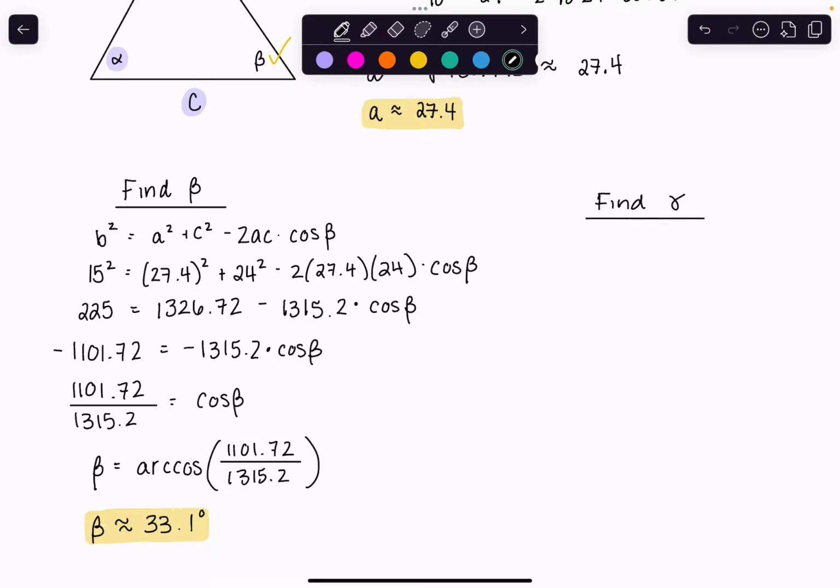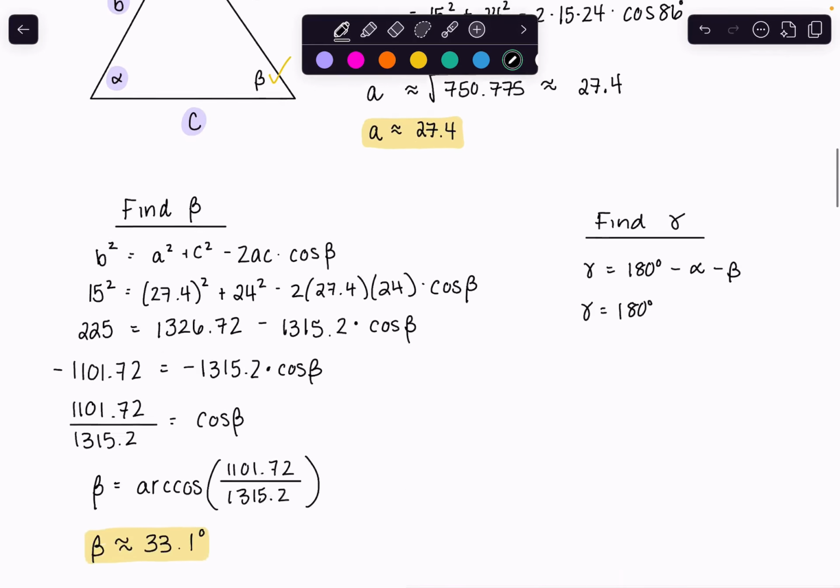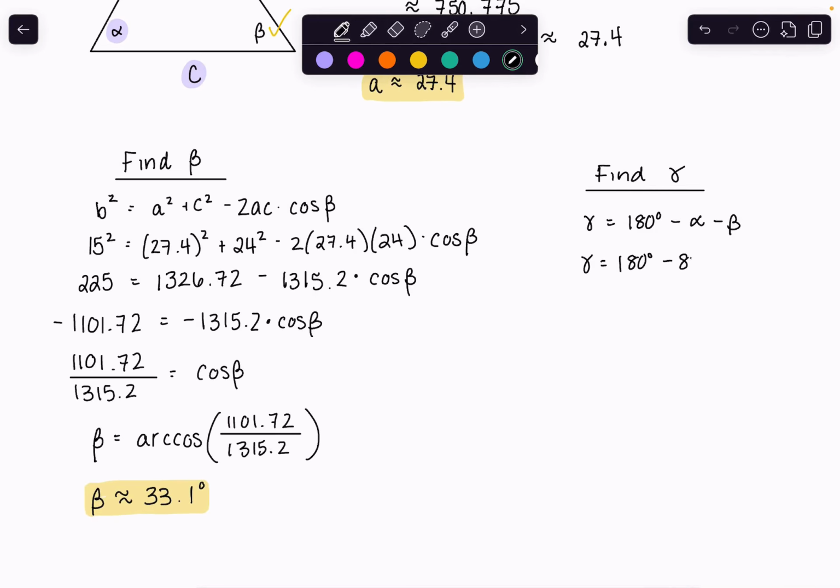And in this case, again, we just use the fact that the three angles have to add up to 180 degrees. So gamma is 180 minus alpha minus beta. Alpha was given to us. So just going back up here, alpha is 86 degrees. And then beta we just figured out is 33.1 degrees. So gamma, again, going to be an approximation. It's about equal to 60.9 degrees.